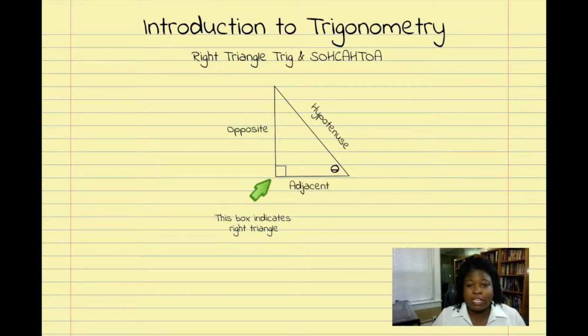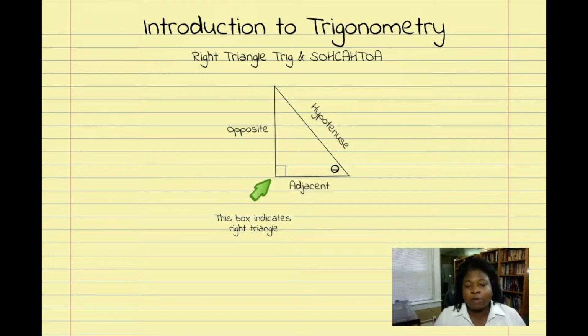Welcome to an introduction to trigonometry, the math subject that is so cool. I think it's the only one to have its own nickname. So we are talking right triangle trig and SOHCAHTOA. See, trig, the nickname. Anyway, you may or may not know what all that means right now, but by the end of our talk on trigonometry, I promise you'll totally get it.